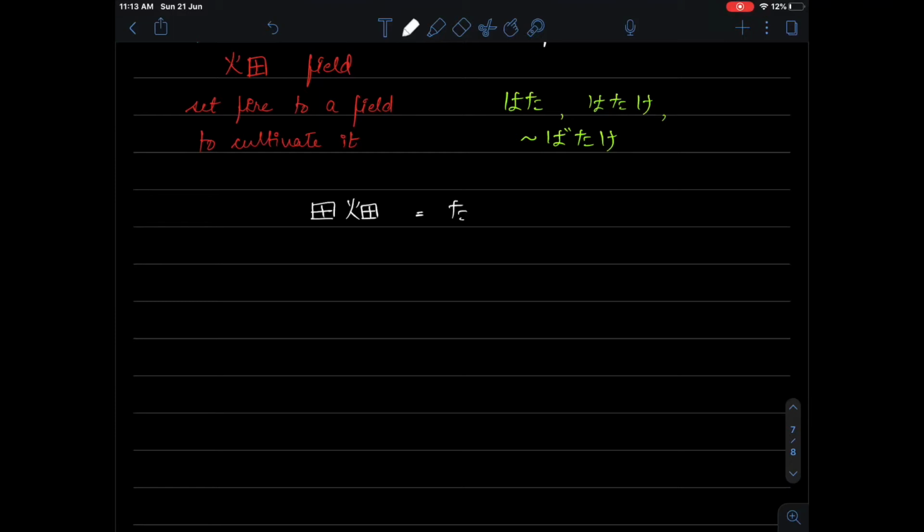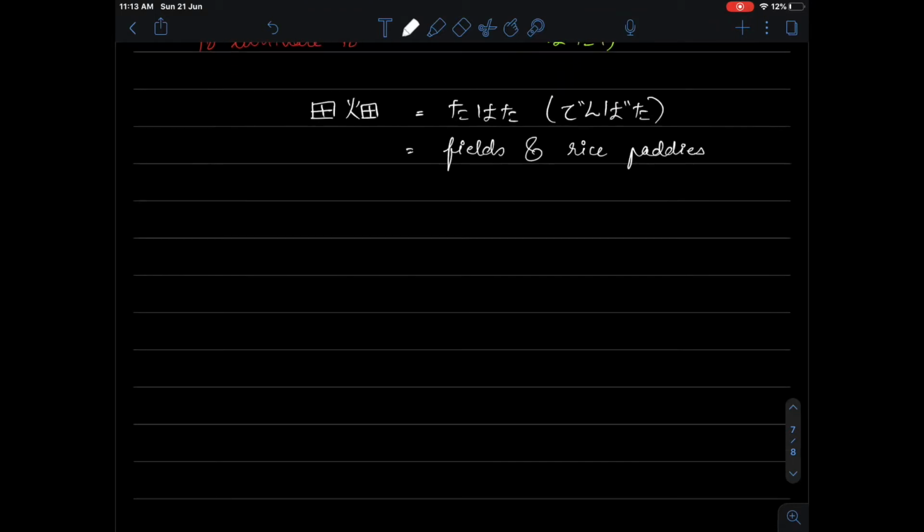You can read this kanji two ways. The first is tahata. You can also read it as dembata. So this is fields and rice paddies. Rice fields and cultivated rice fields. So fields and rice paddies.